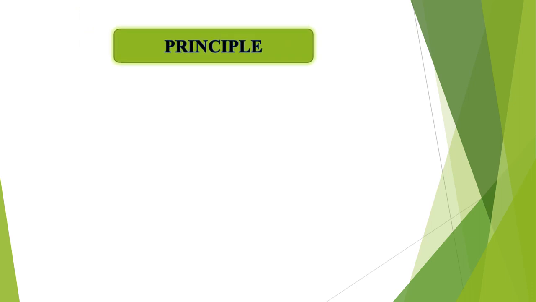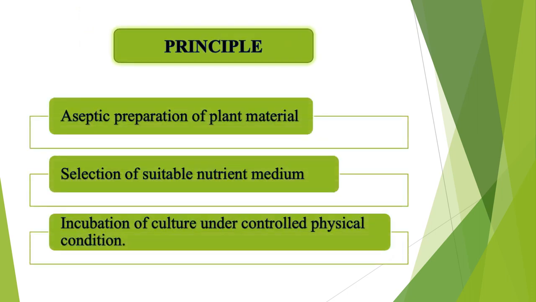Principle of callus culture. It has 3 main principles: aseptic preparation of plant materials, and selection of a suitable nutrient medium, which should be supplemented with an equal ratio of auxins and cytokinins. And we have to incubate the culture under controlled physical conditions.